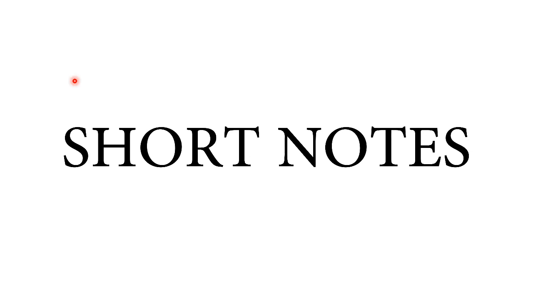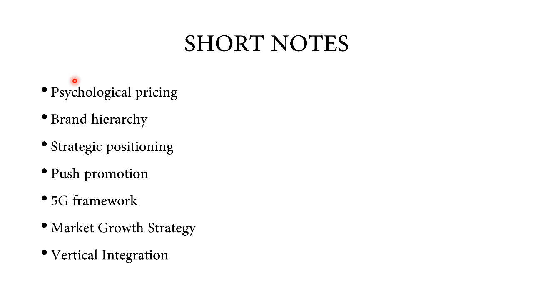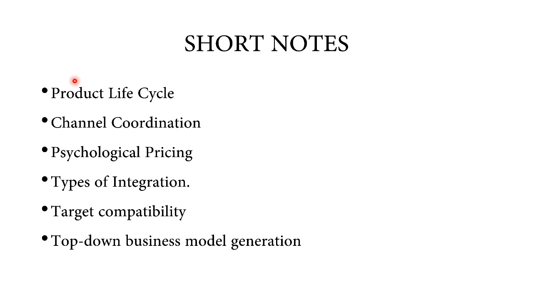Now we have the short notes. First, psychological pricing. Next is brand hierarchy, strategic positioning, push promotion, 5C framework. Okay, the 5C framework. Market growth strategy, vertical integration. These are like your first set of short notes. Next, product life cycle, channel coordination, psychological pricing, types of integration, target compatibility, top-down business model generation. These are the next set of short notes.